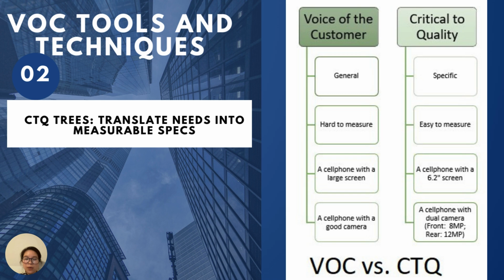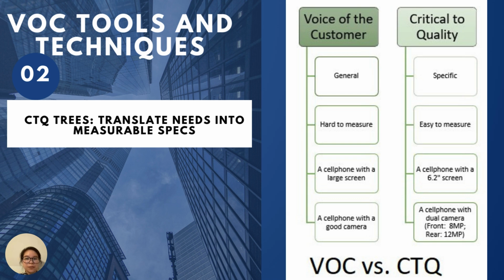And next, another method will be the CTQ tree. After identifying themes from the affinity diagram, we still need to translate customer language into measurable requirements. That's what the CTQ tree helps us do. On the right side, you will see a clear comparison between the voice of customer, which is often general and hard to measure, and the CTQ, which is specific and quantifiable.